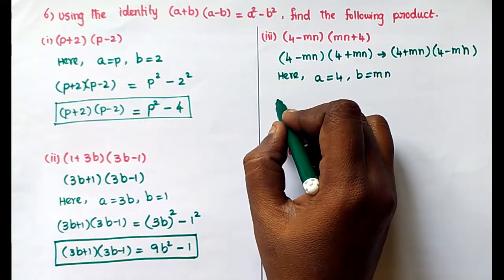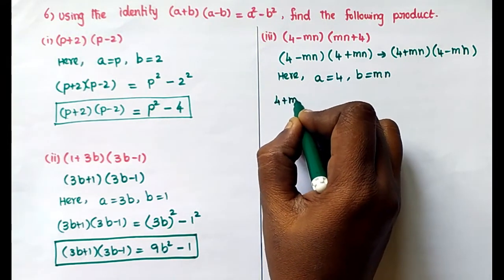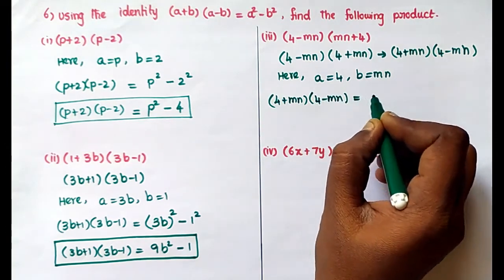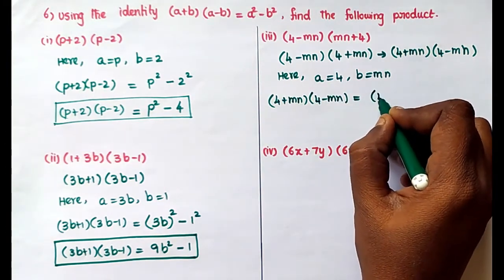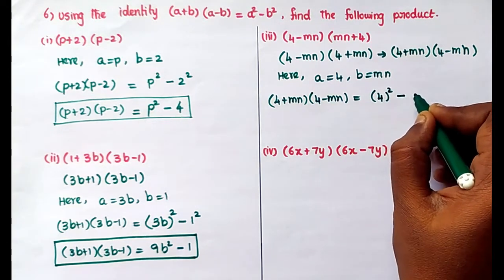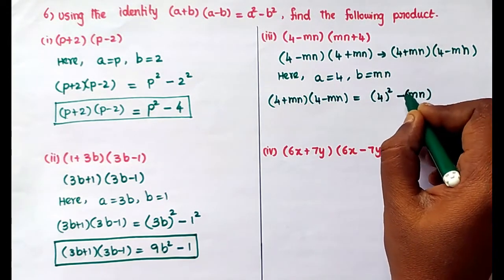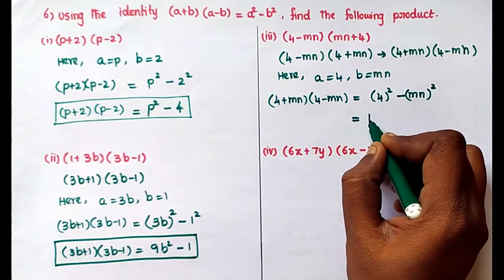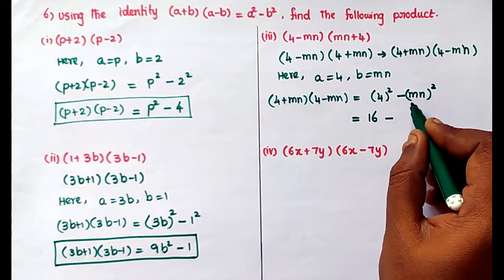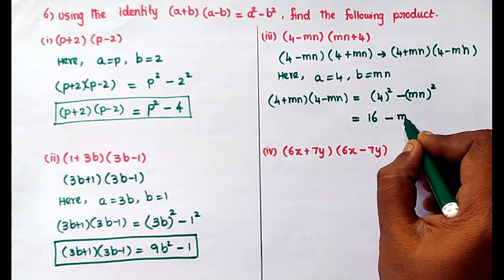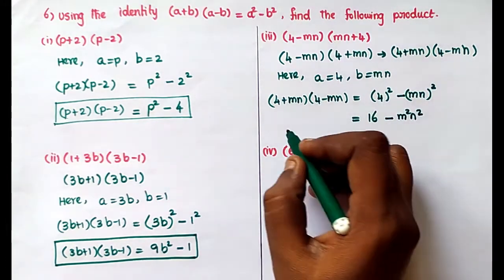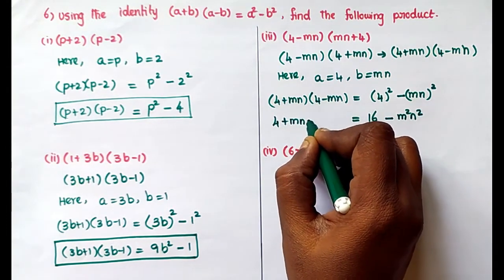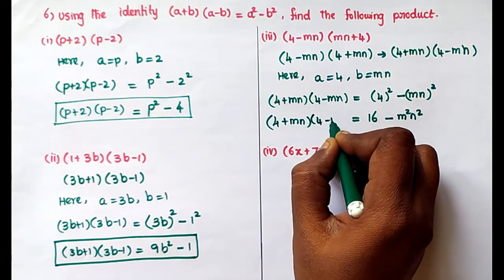Now applying this formula, (4 plus mn) into (4 minus mn) is equal to a squared, that is 4 squared, minus (mn) whole squared. Here 4 squared means 4 into 4, that is 16, minus (mn) whole squared means m squared n squared. That is the answer for (4 plus mn) into (4 minus mn).